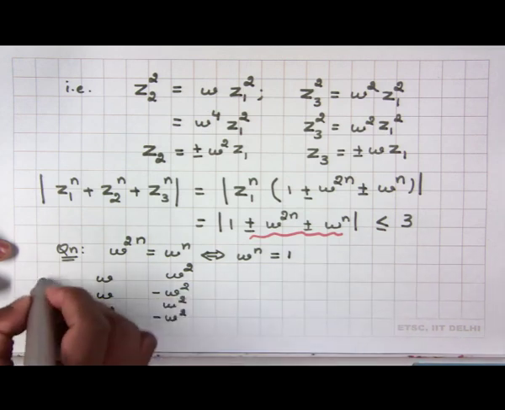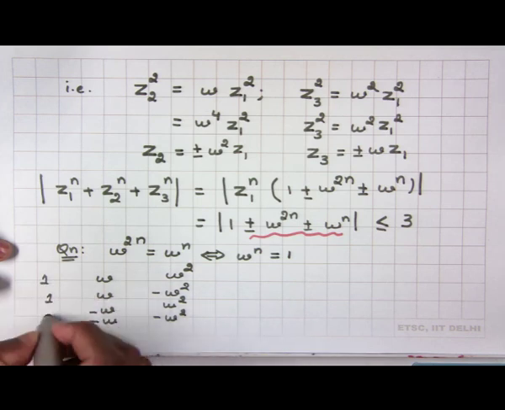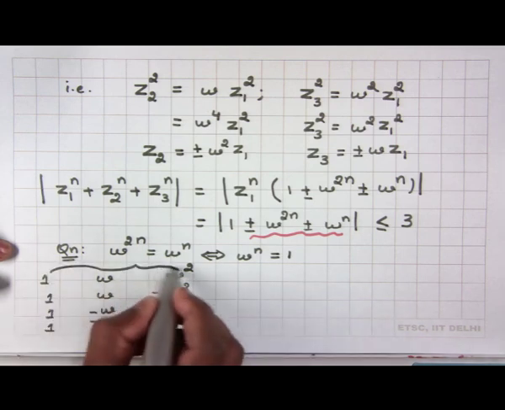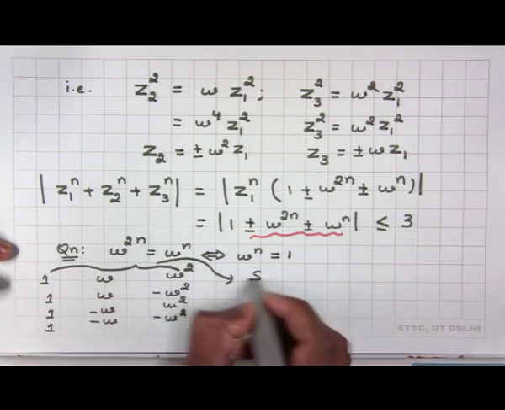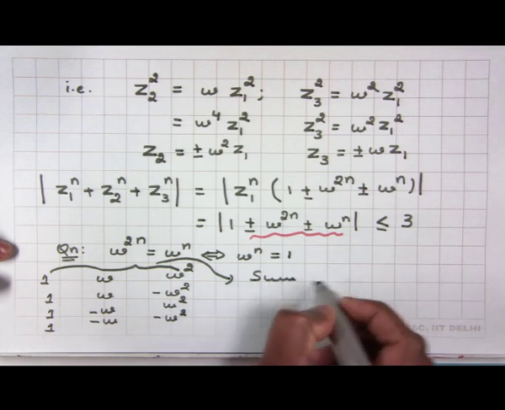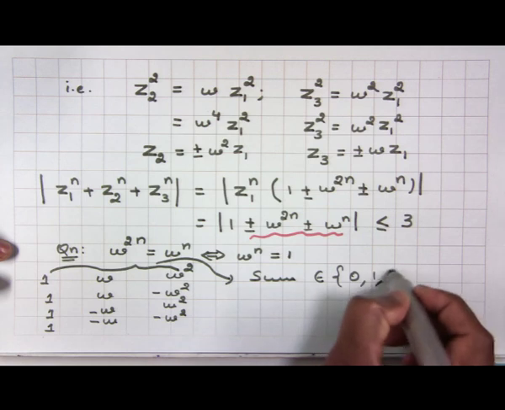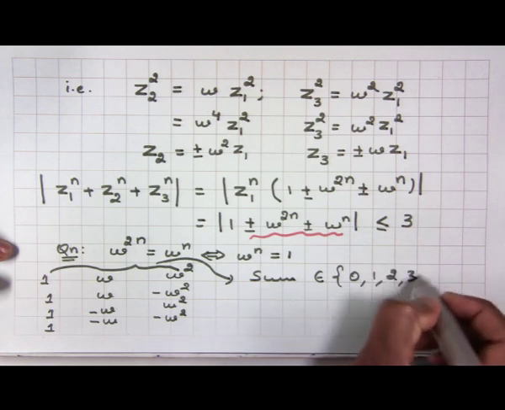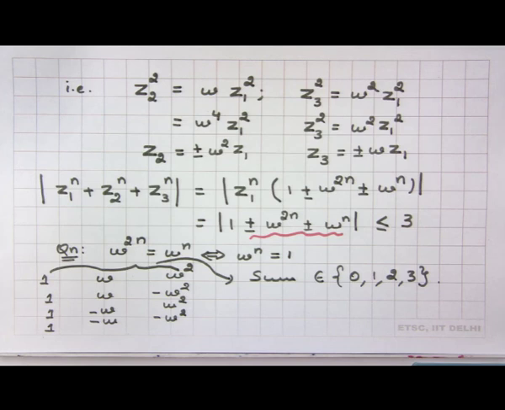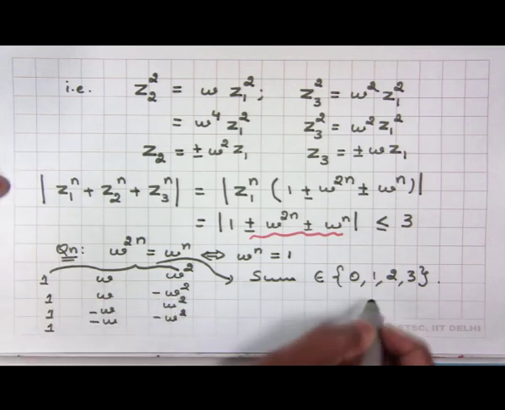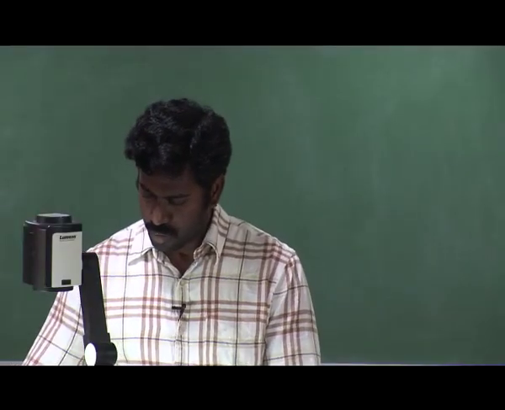So, if I take everywhere the 1, their sum, one can easily verify that their sum will be only 0, 1, 2 and 3. So, I leave it as an exercise to make this verification. Let us do another problem.